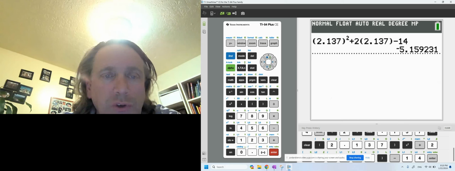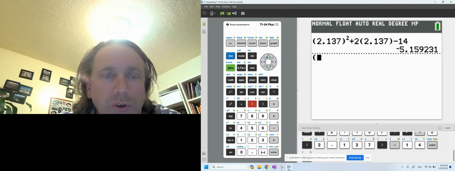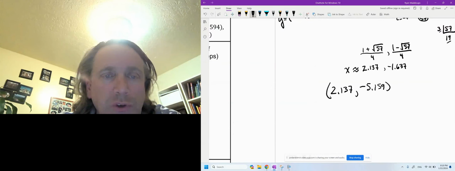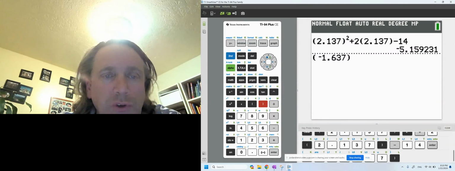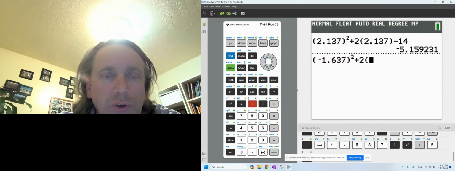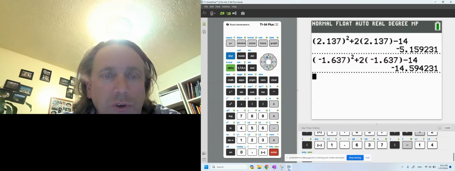into that same equation. So I've got negative 1.637, making sure that I got that correct from the other screen. Negative 1.637 squared, plus 2 times, again, negative 1.637. Close the parentheses, and then we've got minus 14. When I hit enter this time, I get negative 14.594.